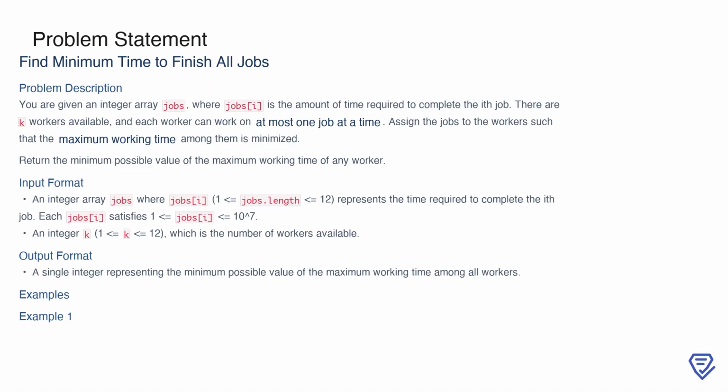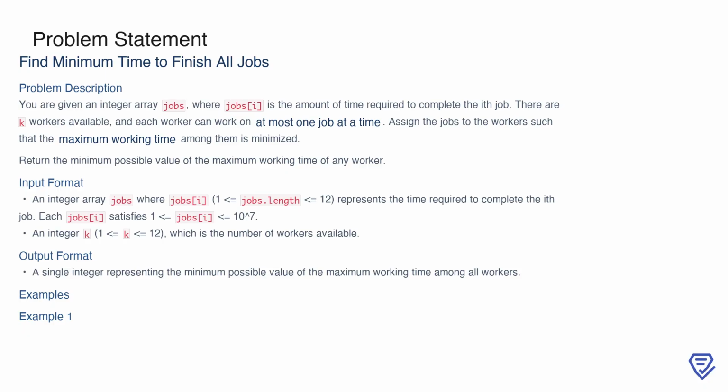In this problem, we need to distribute a set of jobs among a given number of workers in such a way that the maximum working time of any individual worker is minimized. The input consists of an array jobs, where each element represents the time required to complete a specific job, and an integer k, which is the number of workers available. Each worker can handle at most one job at a time, and our goal is to assign the jobs so that no single worker is overloaded compared to the others.